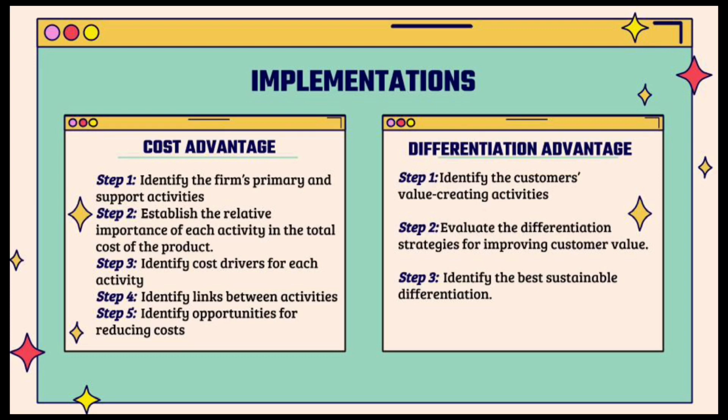Moving on to the differentiation advantage, the first step is to identify the customer's value-creating activities. After that, evaluate the differentiation strategies for improving customer value, such as add more product features, focus on customer service and responsiveness, increase customization, and offer complementary products. The last step is to identify the best sustainable differentiation, in which they might be the result of many interrelated activities and strategies used.